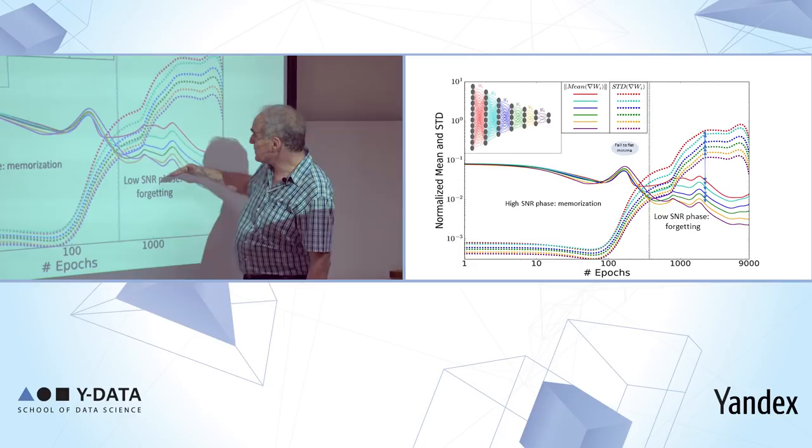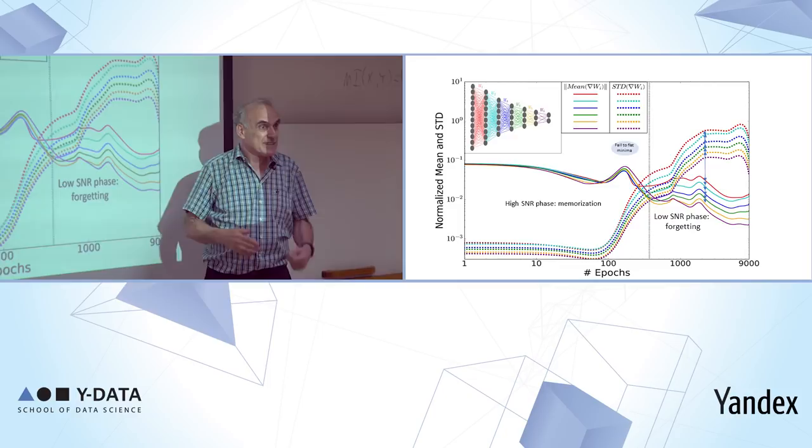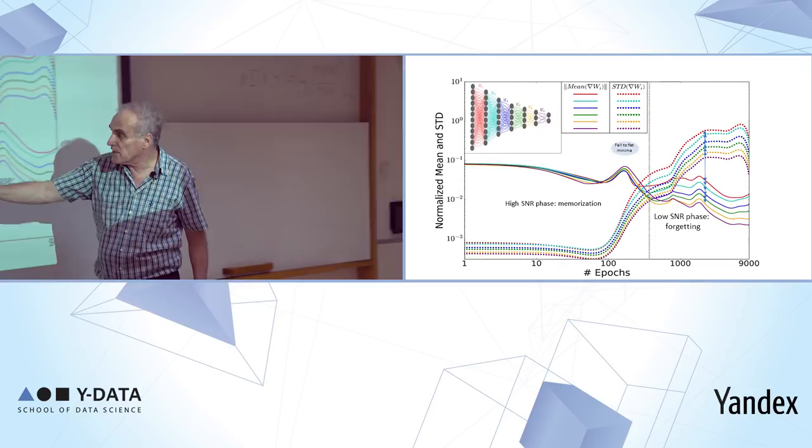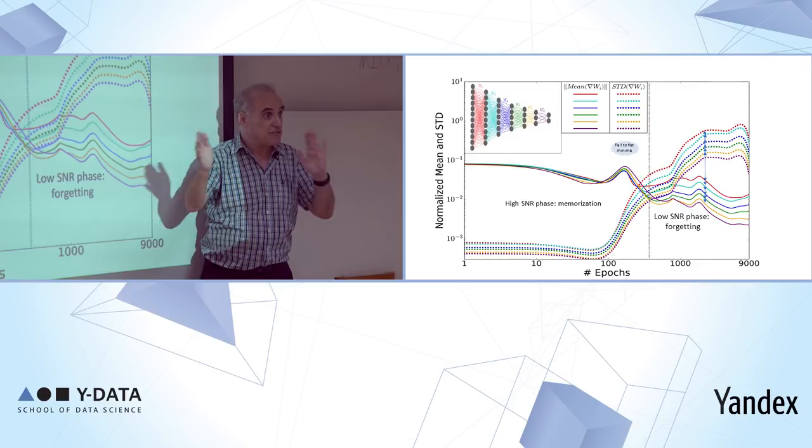But you also see a very sharp increase in the standard deviation. And from 300 to 10,000 or whatever, the standard deviation is much larger than the mean. So this is why I call this high SNR, or high signal-to-noise ratio gradient. And this is low SNR. OK, so there are distinctly two different phases.